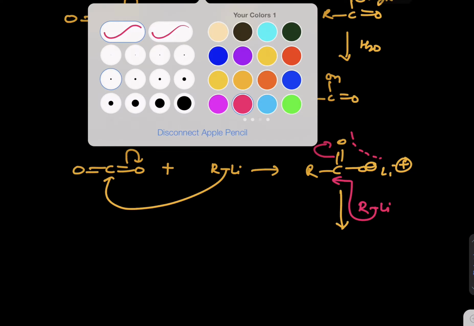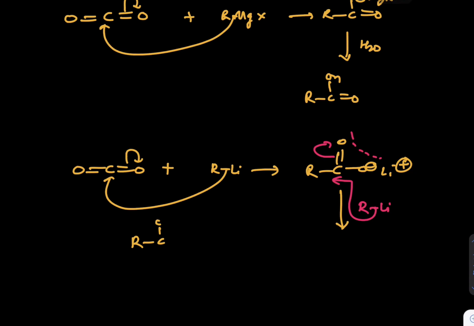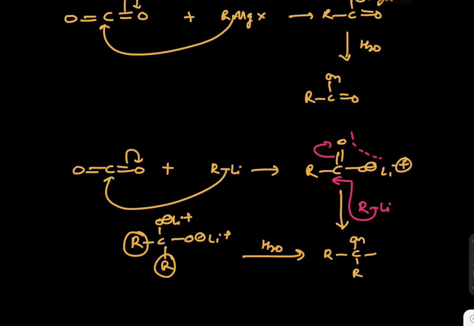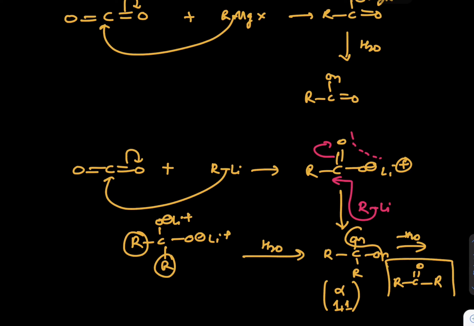And what will it do? It will attack and form RCO minus Li plus, O minus Li plus, and one more R has joined here. So now we have two R's. And if you give it water, 2H2O or something like that, it becomes RCOH, which can release water to become a ketone. Because we know alpha elimination, 1-1 elimination, we have done these things in elimination. So what's the answer? RC double bond O R. It's a ketone which can be formed. So this is the overall reaction that we understand.